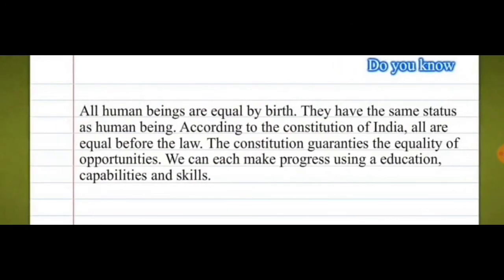Do you know all human beings are equal by birth? They have the same status as human beings. According to the Constitution of India, all are equal before the law. The Constitution guarantees the equality of opportunities. We can each make progress using our education, capabilities, and skills.